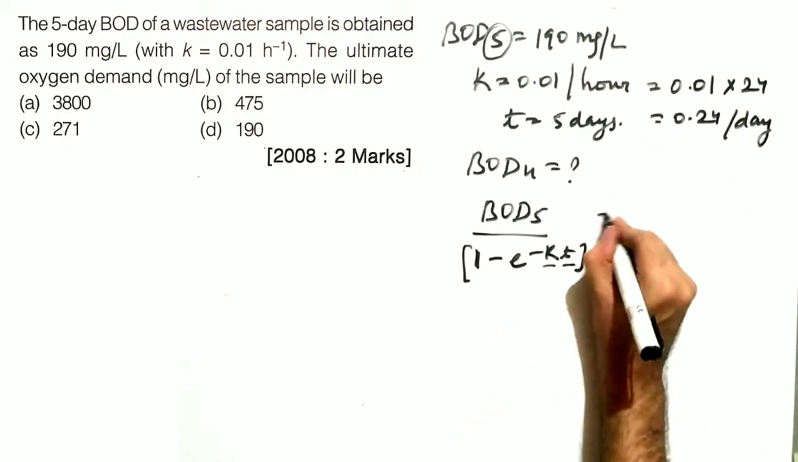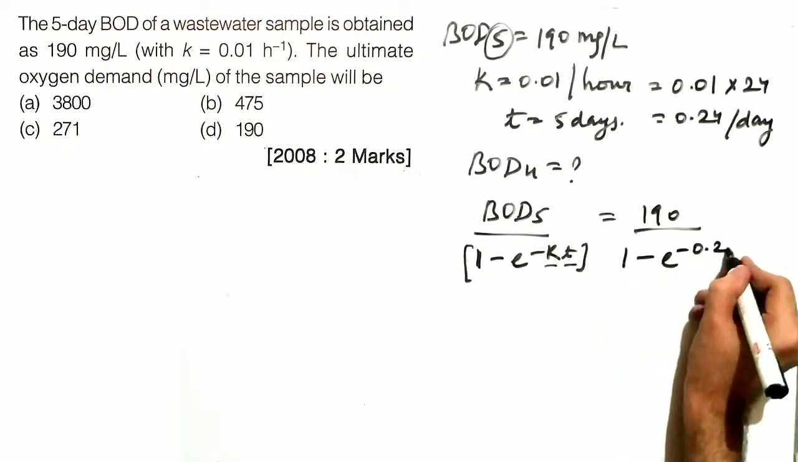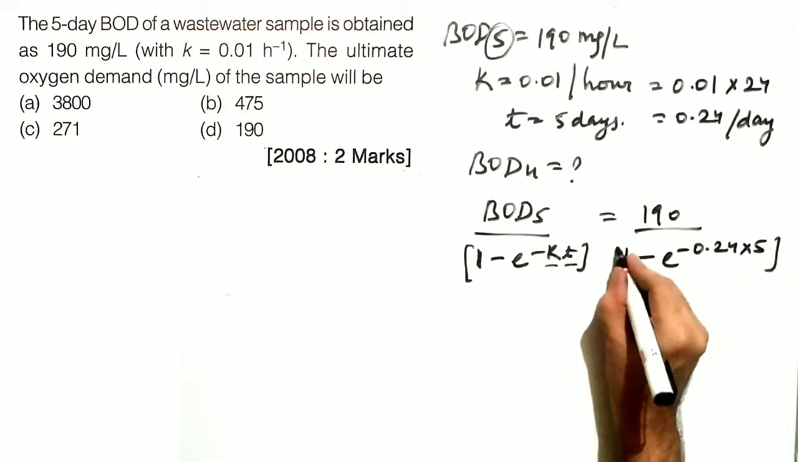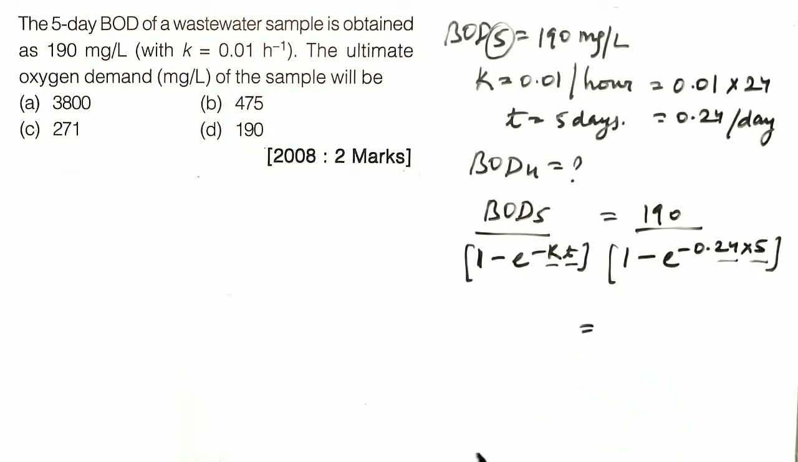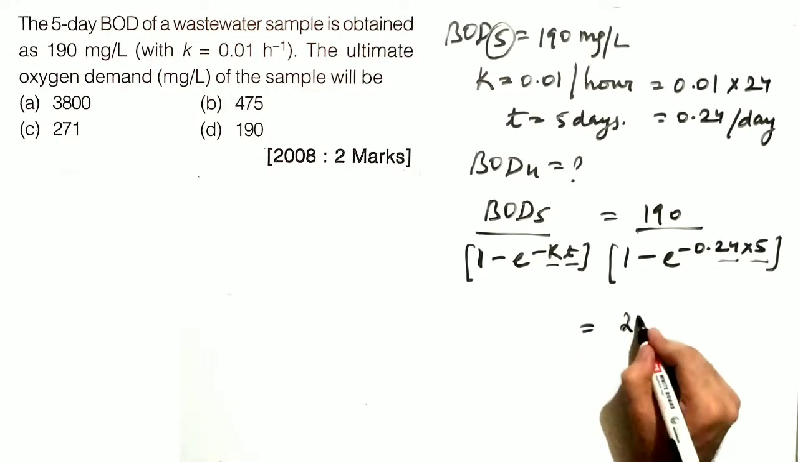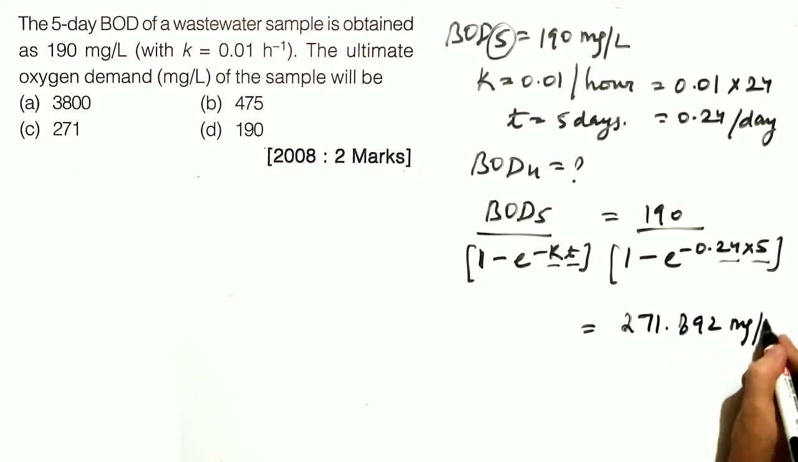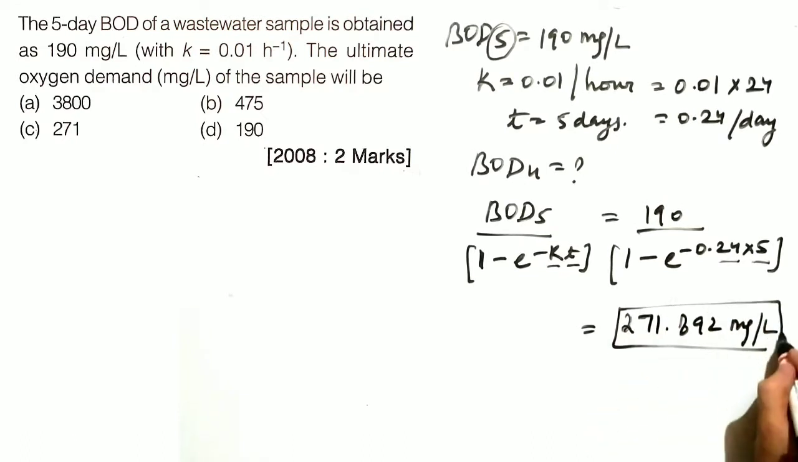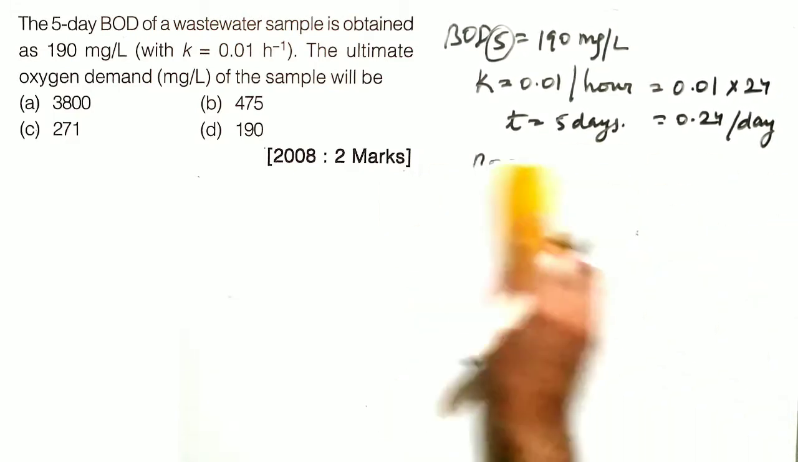T is known, so simply put the values in the equation. 1 minus e to the power minus 0.24 into 5. Now you can solve because both these values are comparable. So when you solve this, the value comes out to be 271.892 milligram per liter. So this is the ultimate BOD and the required answer for this question. I hope this is clear to you all. If you still have some doubt, please ask in the comment section. I am always there for your queries. Let's move on to the next question.